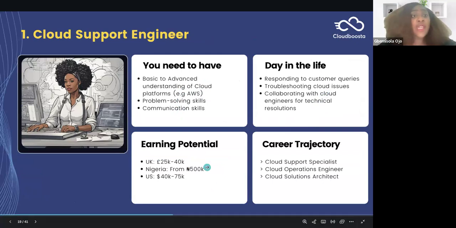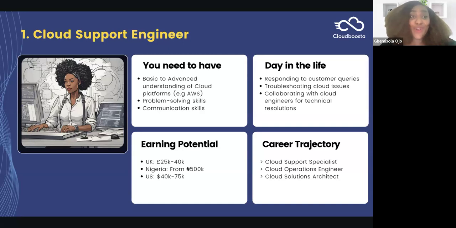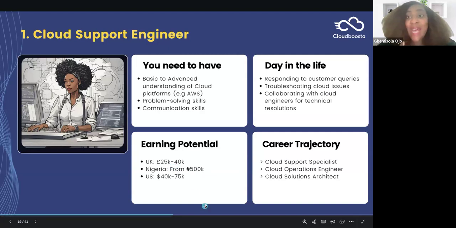And then, of course, your earning potential. If you're in the UK and you're starting out, you should be looking at an average of 25,000 to 40,000 pounds annually. If you're working in Nigeria as a cloud support engineer, you should be looking at nothing less than 500,000 naira monthly, which is about 6 million naira annually. And if you're working in the US, you would have something about $40,000 to $75,000. Again, you can ask your friends who are in the UK or the US, if they decide to tell you, and these salaries are real.